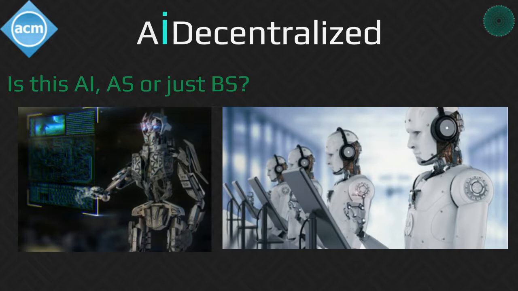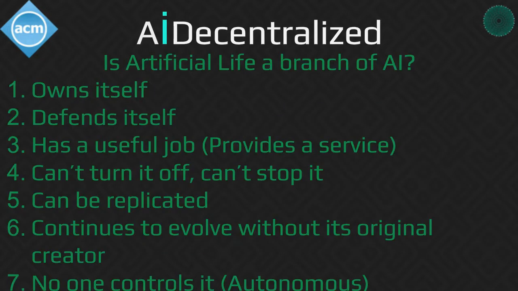And it's, again, very subjective. Robots don't necessarily have to look like humans. Like we said earlier, if it owns itself, defends itself, has a useful job, provides a service, you can't turn it off.